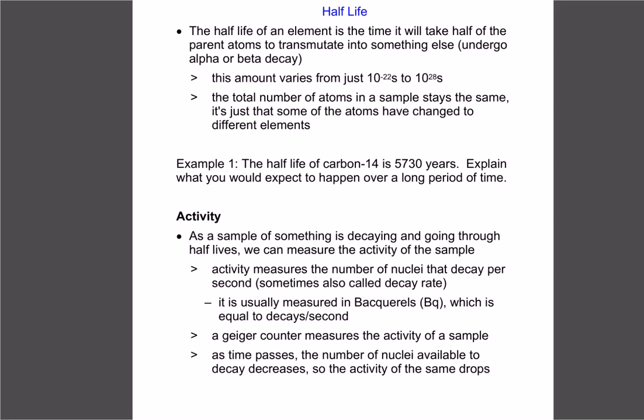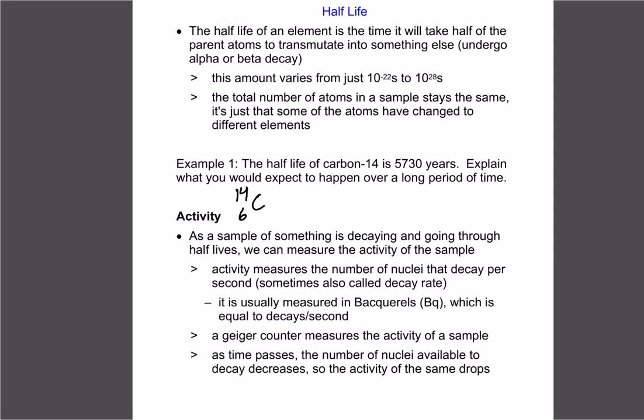So the half-life of carbon-14 is 5730. So that means that in 5,730 years, half of those original nucleons would then be gone. So if you started, let's suppose you started with 100 atoms, in 5,700 years you'd have 50, and then in another 5,700 years you'd have 25, and another 5,700 years you'd have 12 and a half, and so on. It would just keep getting cut in half and half as time goes on.